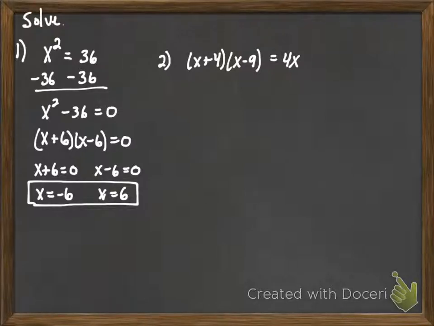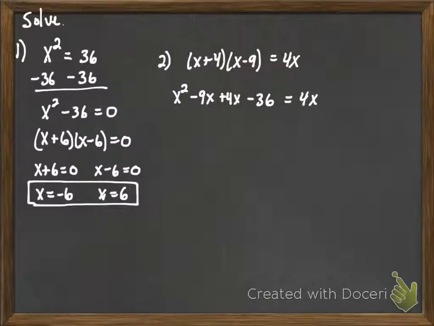And again, I recommend as you're doing these to try to pause the videos so that you can practice, and then you have the video to fall back on if you're stuck. So as we multiply out, x and x would be x squared. X and 9 would be minus 9x. 4 and x would be plus 4x. And then 4 and 9 would be minus 36. And that's equal to 4x.